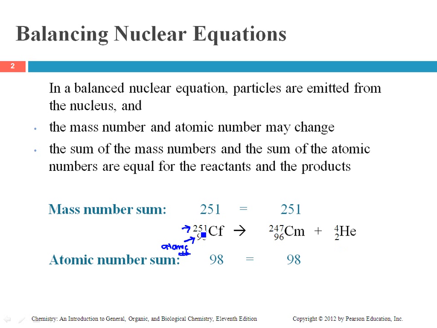So we have 251 as our mass number on the left-hand side. So these are our reactants. We have our arrow saying equal to the mass number of our products. So if we add up 247 and 4, we get 251. So both sides have 251 as the mass number. Atomic number, we have 98. And on our right-hand side, we can add up 96 and 2, and we get 98.